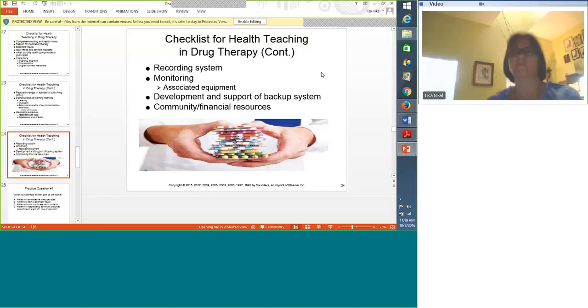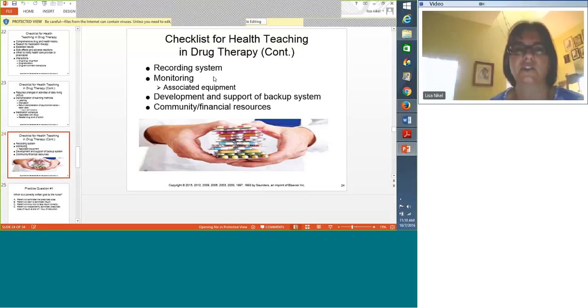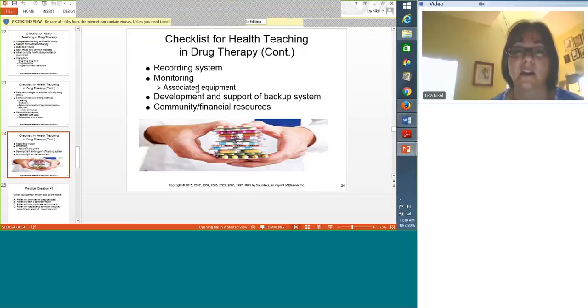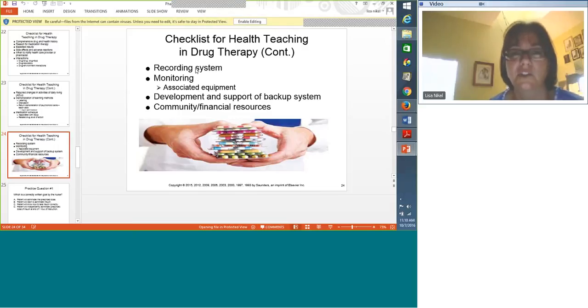Checklist for health teaching, more. We want to be mindful of how the drugs are being recorded. Sometimes clients need to record their blood sugar in relation to the dose of medication that they are administering. We need to be aware of any other equipment associated with monitoring the medication. I just mentioned, for certain blood sugar, they need to take an AccuCheck based on figuring out their insulin dose, perhaps. So what other equipment do we need?